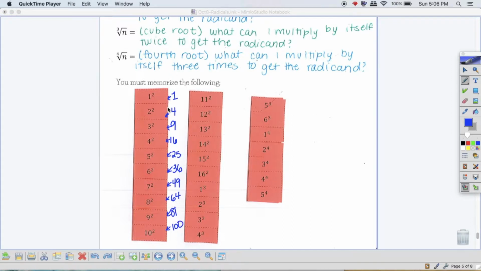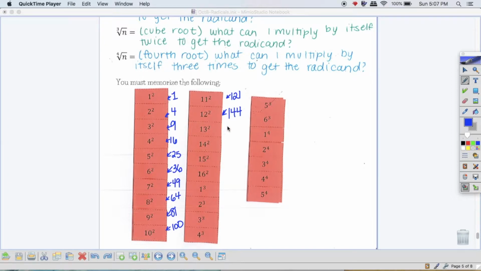It might get a little bit more challenging to remember as we get bigger numbers. You must memorize that 11 times 11 is 121. 12 times 12 is 144. Okay, you need to have those memorized.